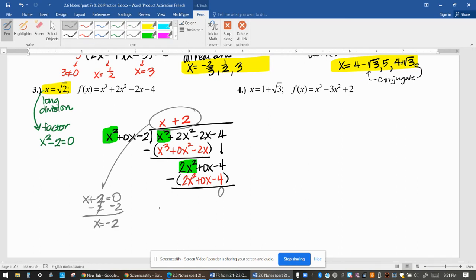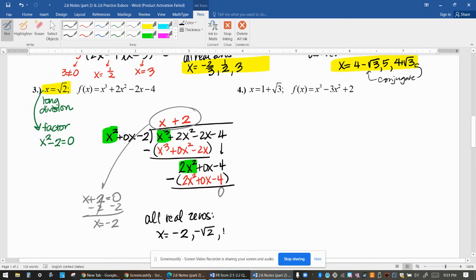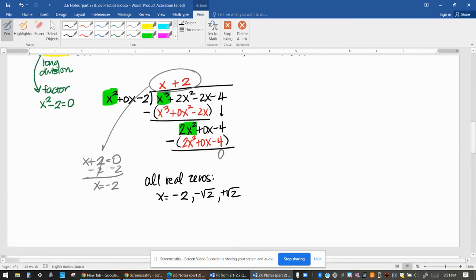So what is our answer? What are all the real zeros? Well, we know negative 2 is a 0. We know that negative root 2 is a 0, and so is positive root 2. Remember, those are called conjugates. And that's it. Those are the zeros.